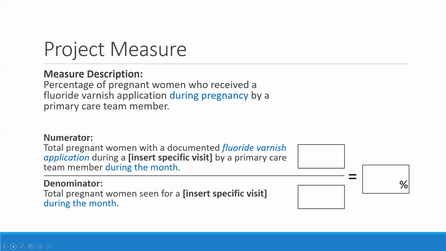This final slide shows a project measure related to the third domain. The measure definition is the percentage of pregnant women who received fluoride varnish during pregnancy by a primary care team member. To break down this measure, the denominator is the total number of pregnant women seen for the specific visit your team selects during the reporting month. The numerator is the number of pregnant women with a documented fluoride varnish application during that specific month given by a primary care team member during the reporting month.